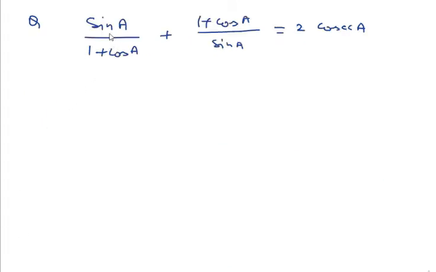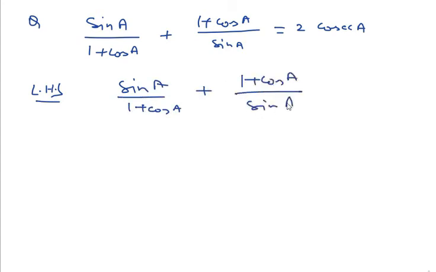Okay, look at this question. Sin A upon 1 plus cos A plus 1 plus cos A upon sin A, we have to show it equals 2 cosec A. In this question, we don't have any identity for 1 plus cos A or 1 plus cos A upon sin A like this, and it is already given in sin and cos. So it is already in simplified form. We don't need to change it further. So what I am doing, I will write the left hand side, then simplify. I will write sin A upon 1 plus cos A plus 1 plus cos A upon sin A and start the simplification.